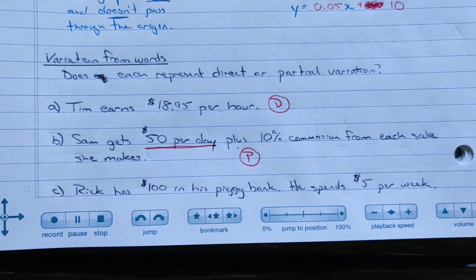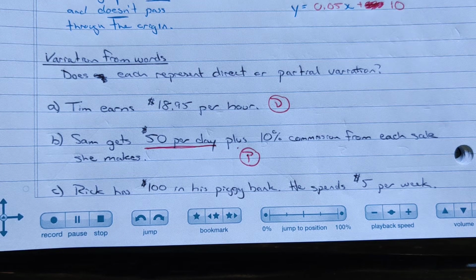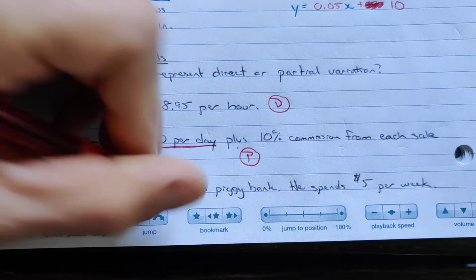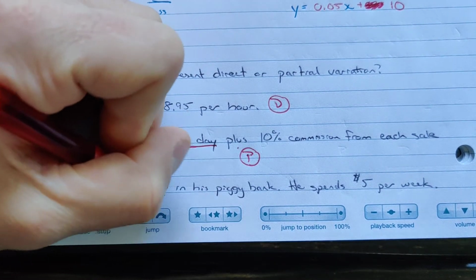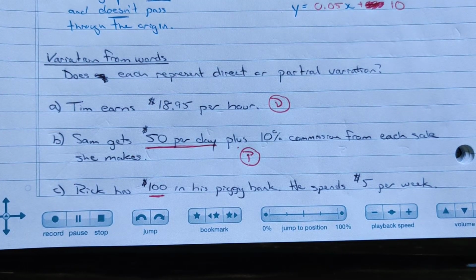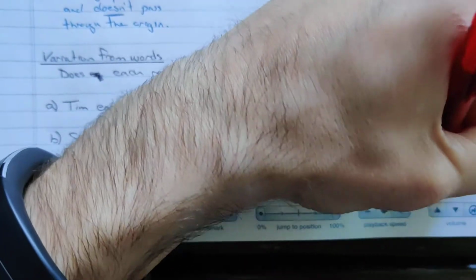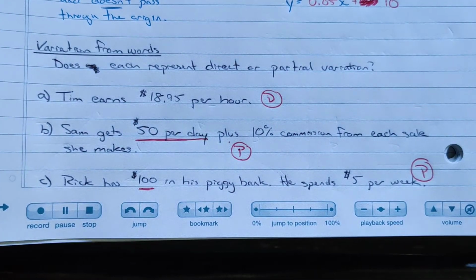And then our last example here, Rick has $100 in his piggy bank and he spends $5 a week. So he's starting with $100 and it's going down by 5. Thus, starting at that 100 means that it's not going through the origin. So again, this one is going to be partial variation as well.